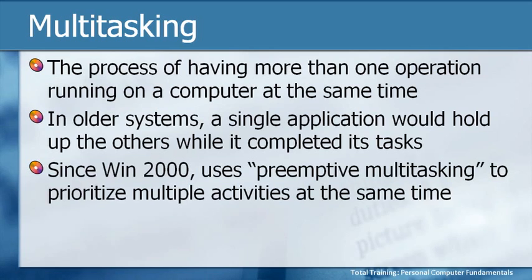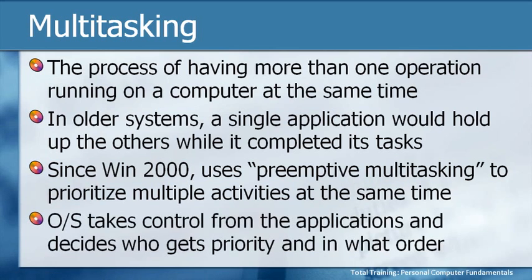Since Windows 2000 in the computer world, we've had something called preemptive multitasking, and I love that. That means to prioritize multiple activities going on at the same time. The way that this happened is with Windows 2000 and everything after, we let the operating system take control from the applications and decide who gets priority and in what order. This is basically what you do at home. If you've ever had kids that are fighting, you probably don't address all of them at once. You take control. You don't just let them run wild and handle it on their own. Otherwise, bad things could happen.